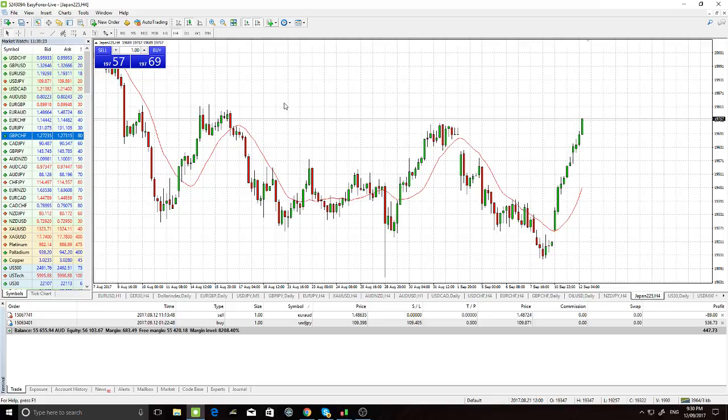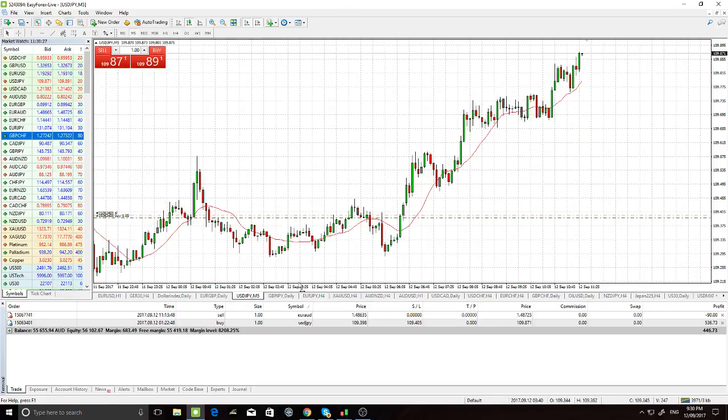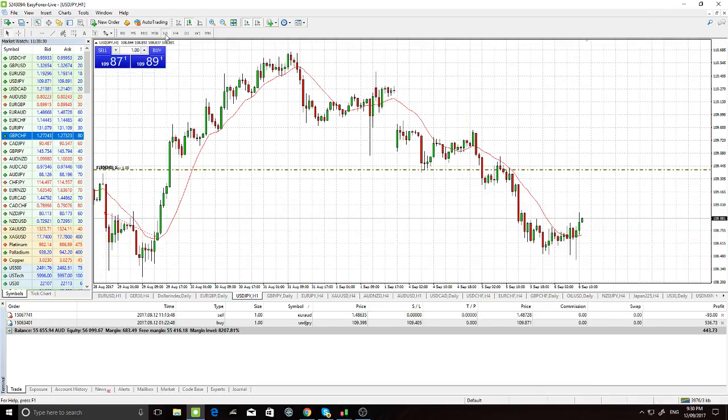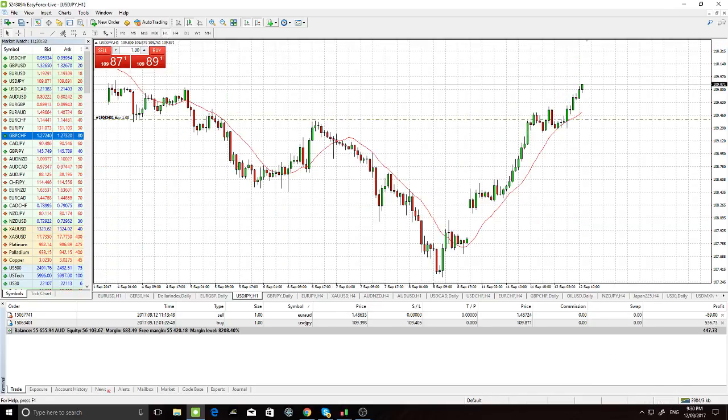Just looking here at the Nikkei. Yeah, it looks pretty strong too. Everything here suggests that dollar yen's going to break 110, guys. So I'm not too worried about that.